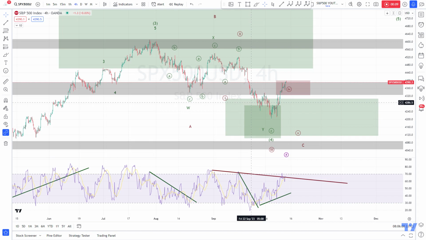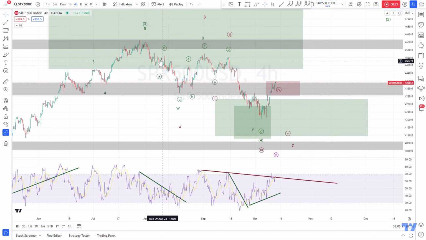We will have a look at the S&P 500 futures on the Oanda platform. So we are looking at the 4-hour chart here and we are considering two scenarios. A scenario where the wave 4 correction is finished here as a WXY structure.